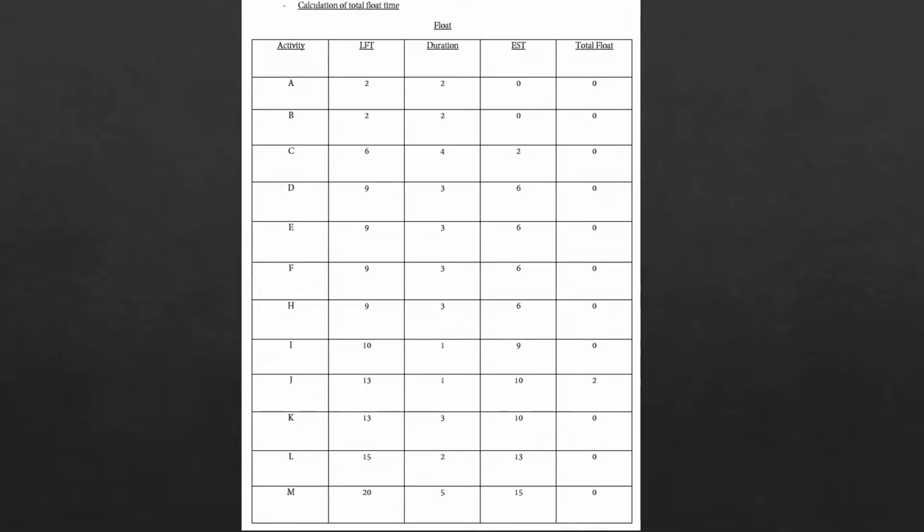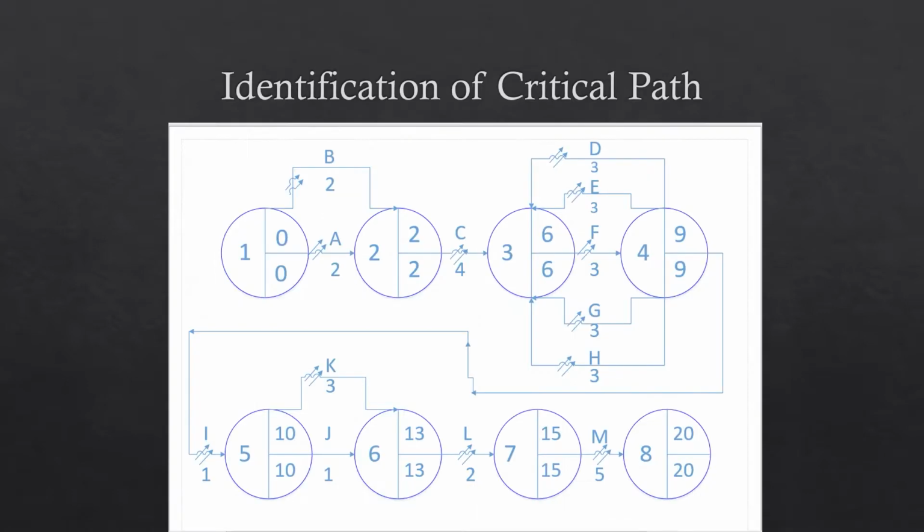As you can see here, this is the calculation of the total float time. The LFT going down the second column with the duration of all of these tasks going through the middle, with the EST going down the right hand side, and the total float going down the right hand side. As you can see, all but one, activity J, have 0 total float time, critical path, with the total float times enabled on it.